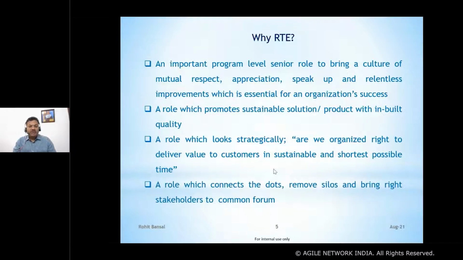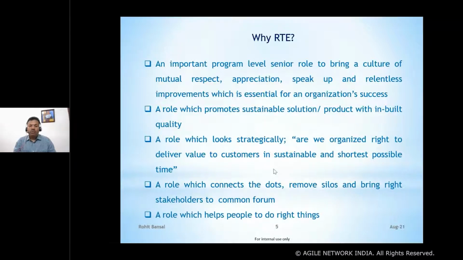A role which connects the dots, removes silos, and brings the right stakeholders to a common forum. Again, this is another very important aspect. RT works across the organization, across different roles, has to remove silos that may happen in different departments and among different people, and bring the right stakeholders to a common forum to help the organization achieve business agility.